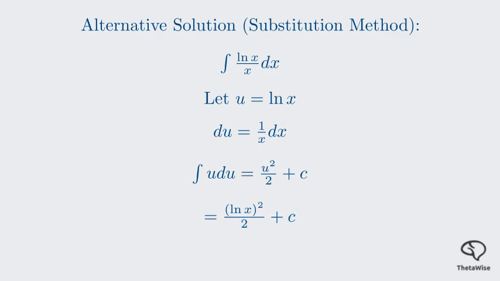As you can see, the alternative method was much faster. This highlights a crucial point. Always check for simpler integration techniques like substitution before jumping to integration by parts. Integration by parts is a powerful tool, but it's often more complex, so we use it when other methods fail.